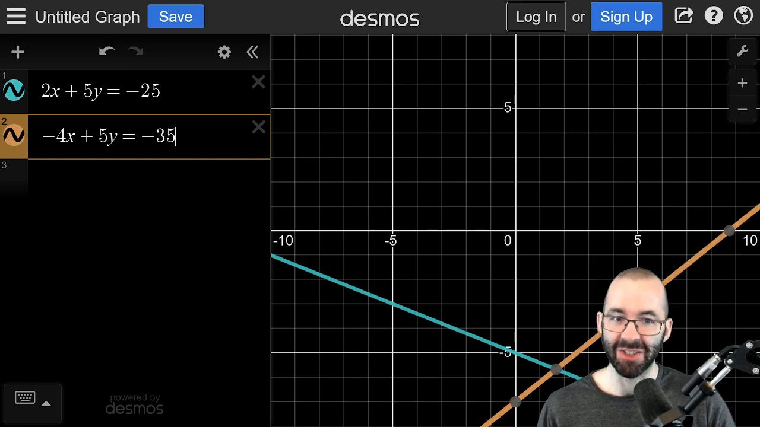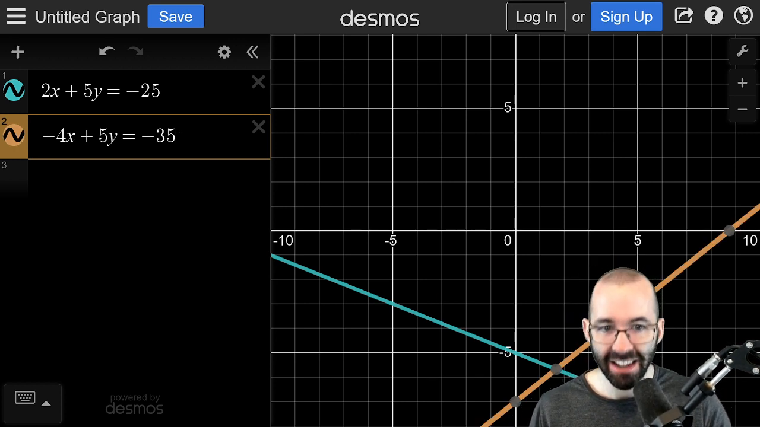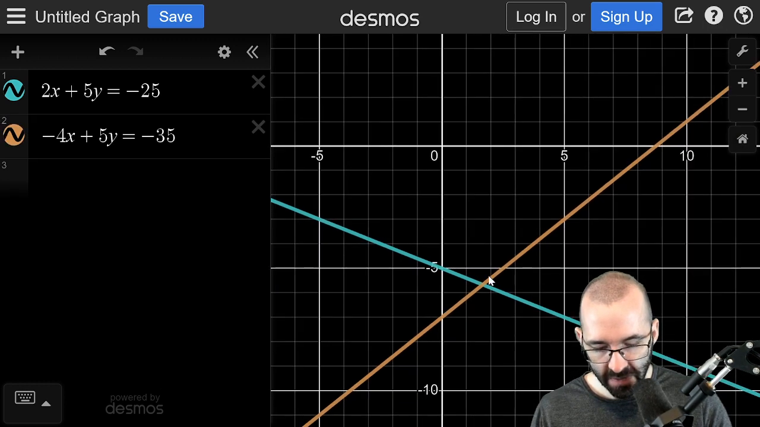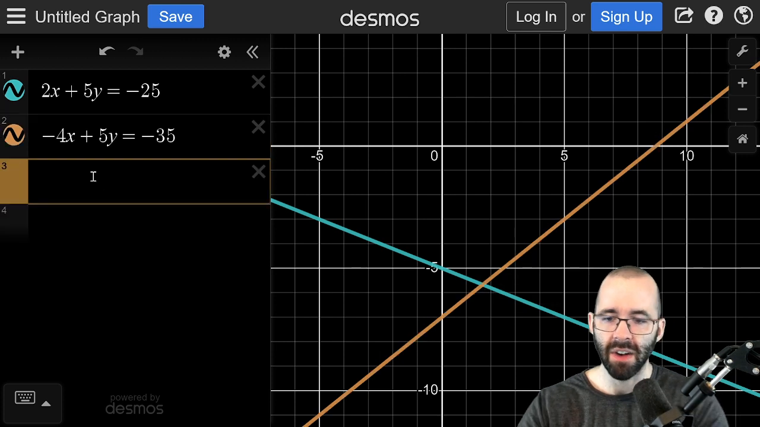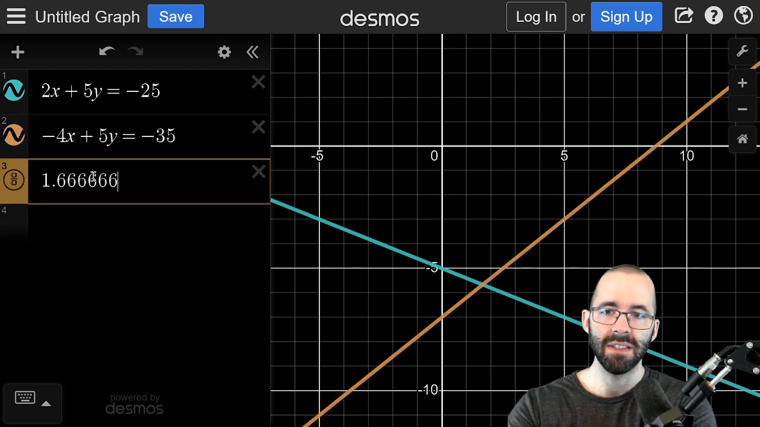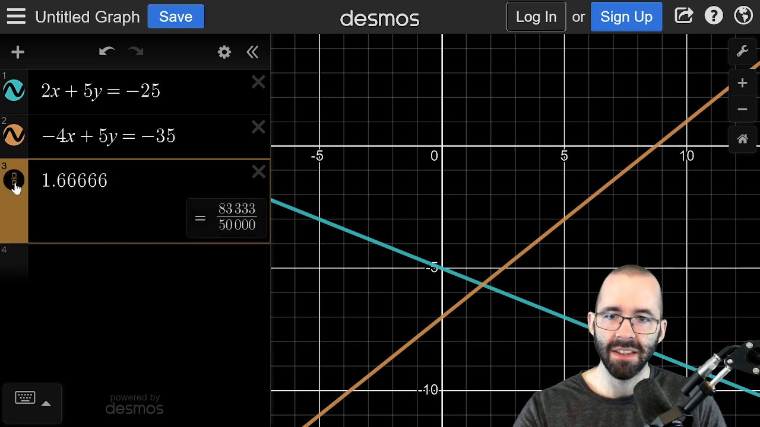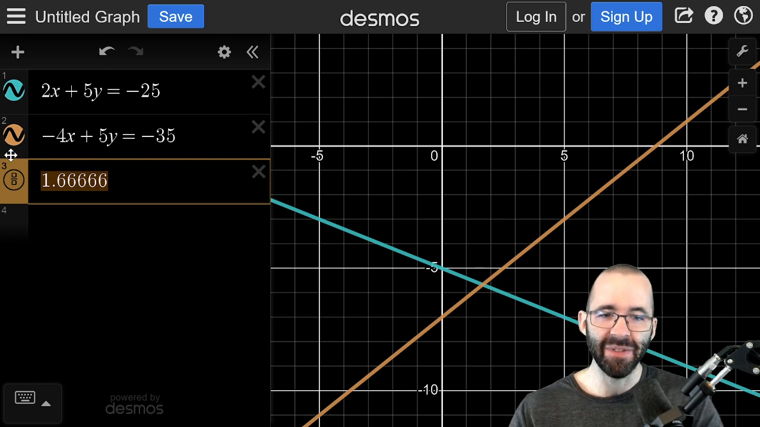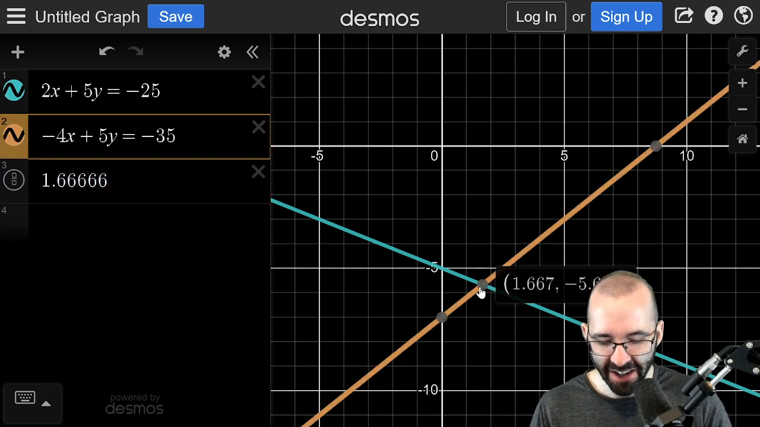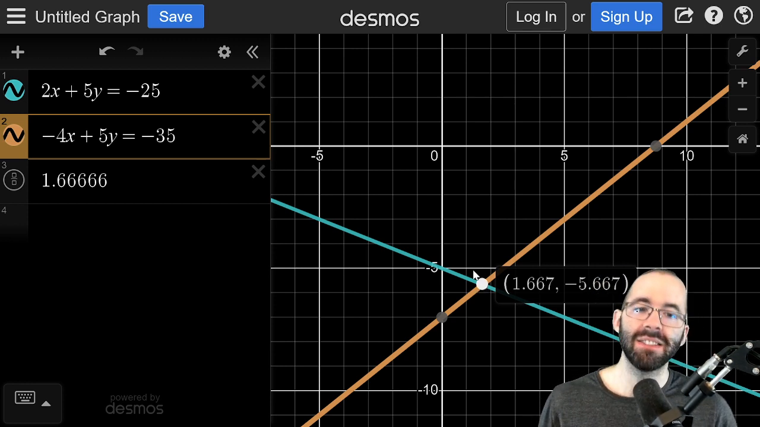My computer is doing some interesting things today. So again, you can go over here, find the intersection point. 1.667, that's 1 2/3. Right? And if you're ever curious, I think you can do this. Like if you do something like this, it'll... All right, you can check, right? There are a few ways of doing this, but I guess that won't work. But yeah, it's 1 2/3, -5 2/3.